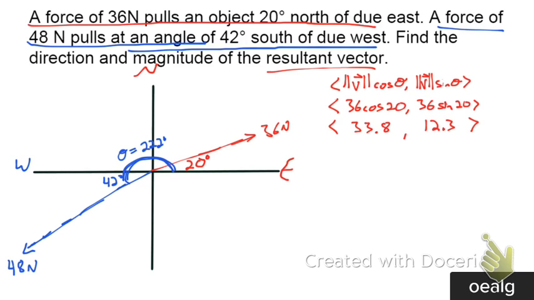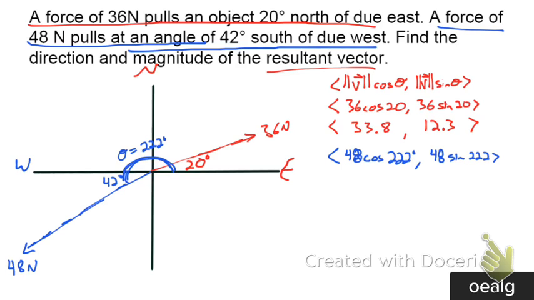Now, we're going to do the same thing for our blue vector. So there we have 48 cosine of 222, the exact same process as we did for our red vector. I said 42, didn't I? That's 48, excuse me, because our magnitude is 48. So 48 cosine 222, and 48 sine 222 to get the vertical component.